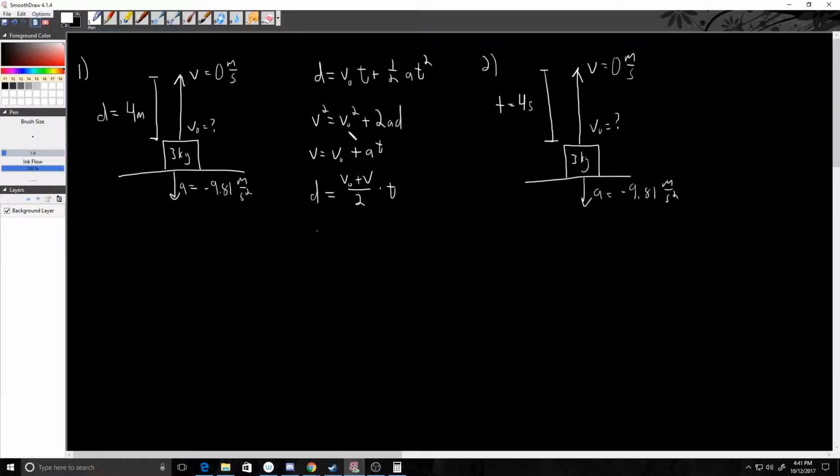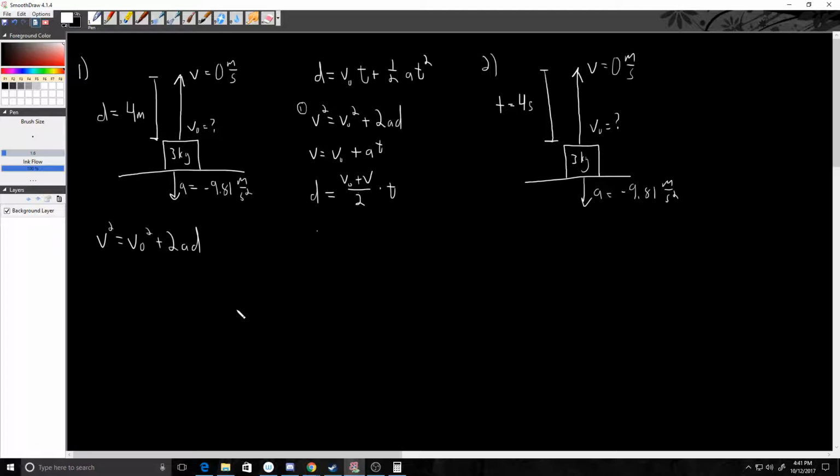V squared equals V naught squared plus 2AD. There's no time in it, so that's a possibility. I'll put a little 1 next to it. V velocity equals starting velocity plus acceleration times time. Nope, can't use that one. And distance is equal to the average of the velocities times time. Nope. So the only one that does not have time is this equation right there, so I'm going to write that here: V squared equals V naught squared plus 2AD.